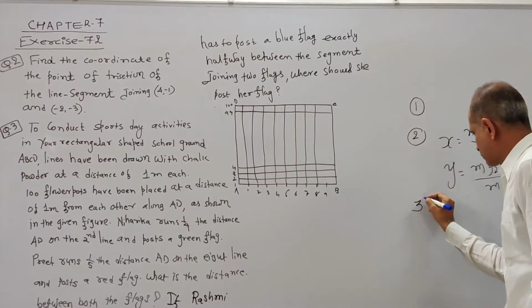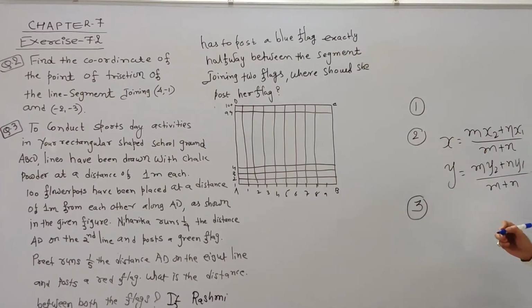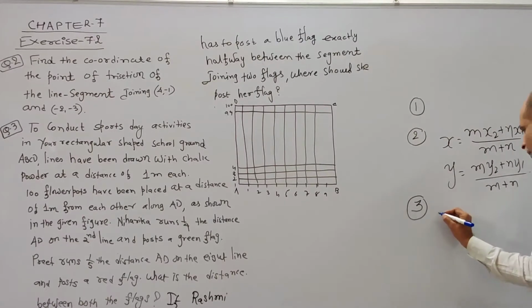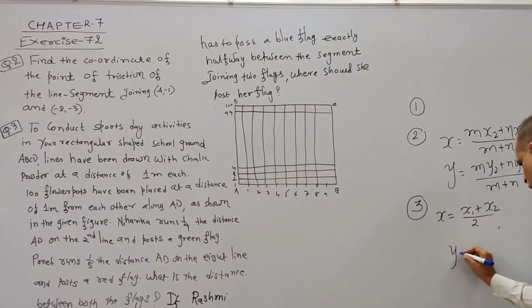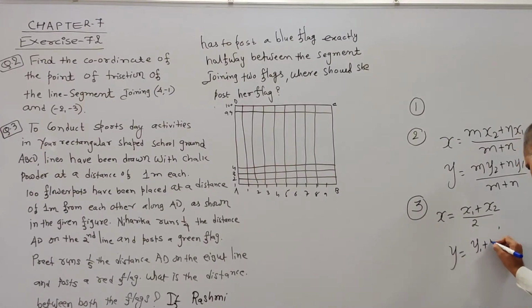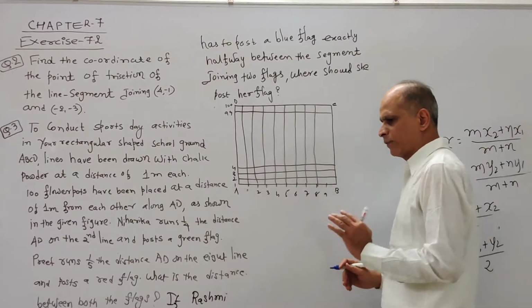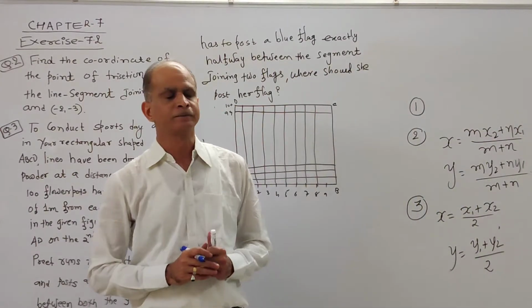Similarly, we have also studied the third formula of this sector, and that is known as midpoint formula. The midpoint, the x coordinate is (x1 plus x2) by 2, and y coordinate is (y1 plus y2) by 2. So there are only three formulae for this sector.